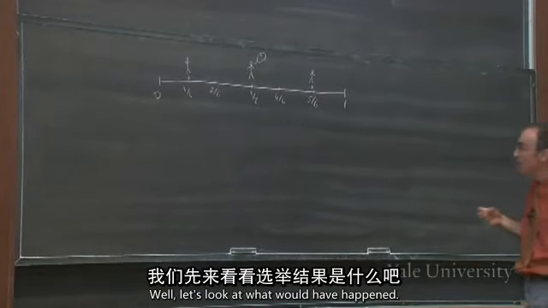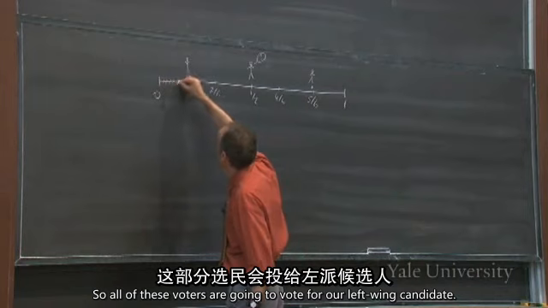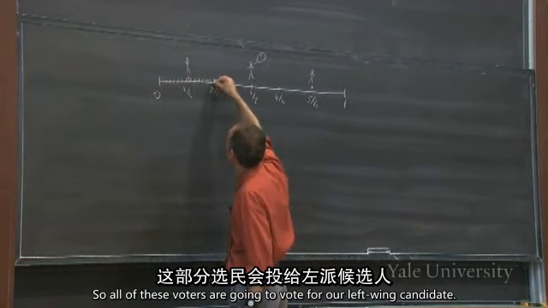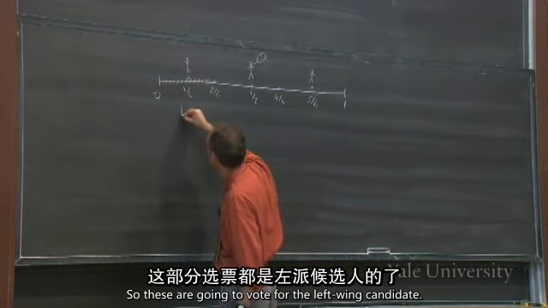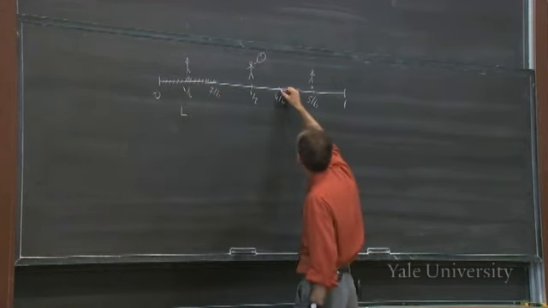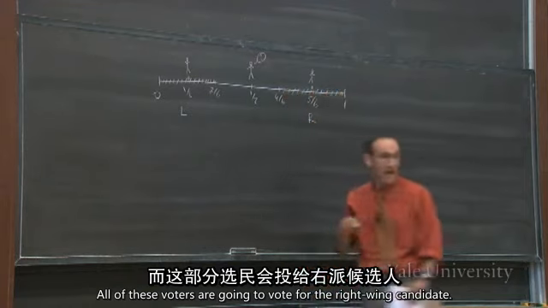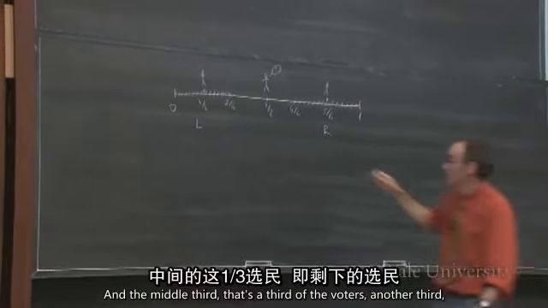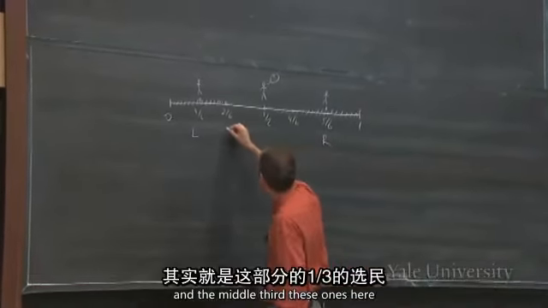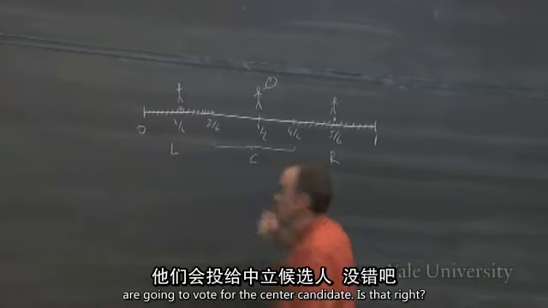Well, let's look at what would have happened. All of these voters are going to vote for our left-wing candidate. All of these voters are going to vote for the right-wing candidate. They're all closest to the right-wing candidate. And the middle third, that's a third of the voters, another third, these ones here, are going to vote for the center candidate.